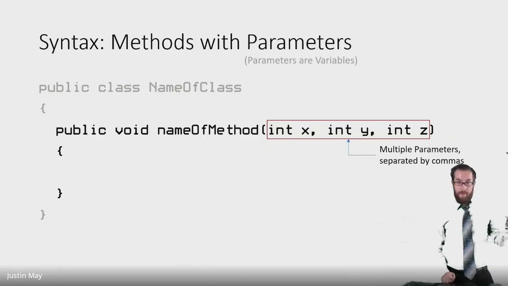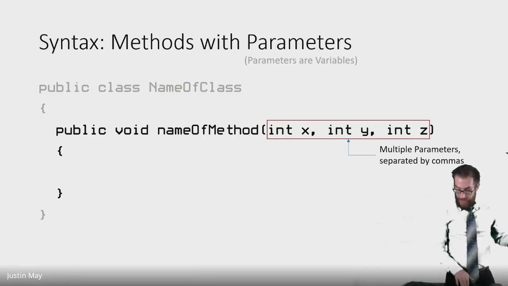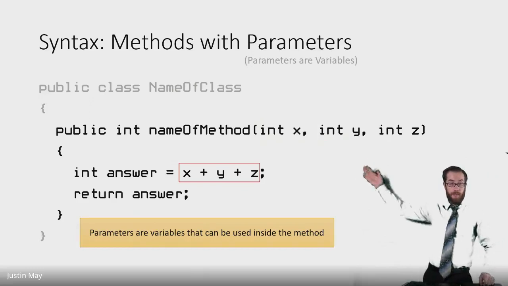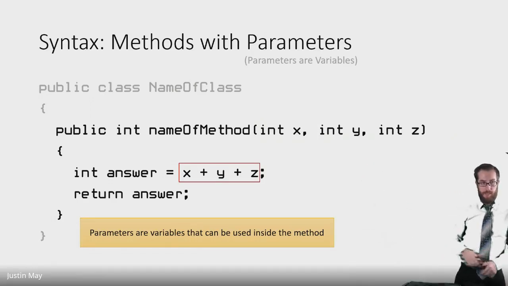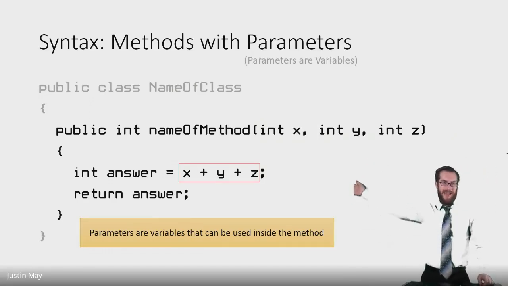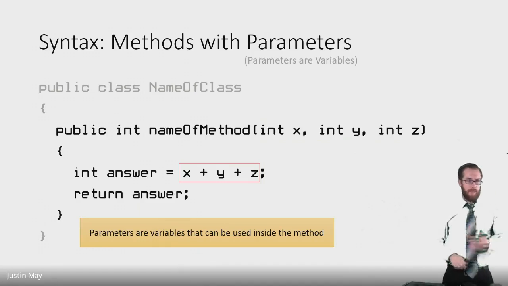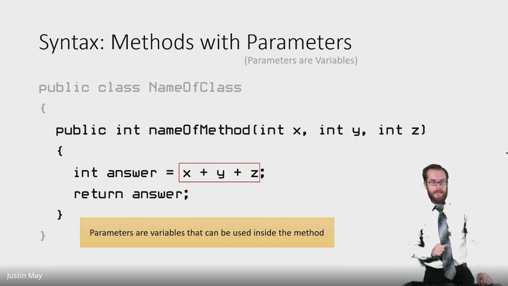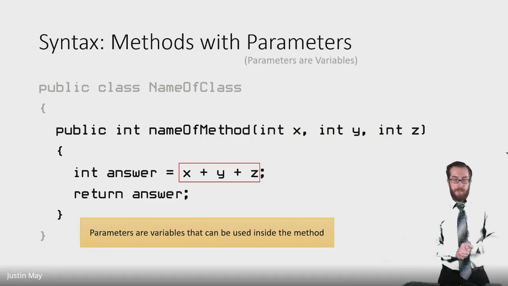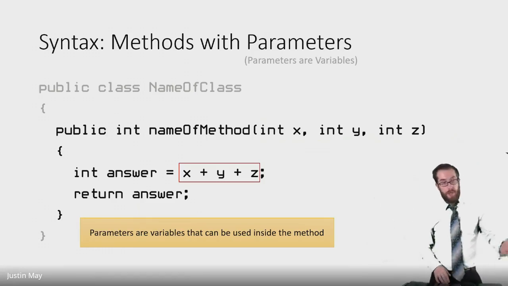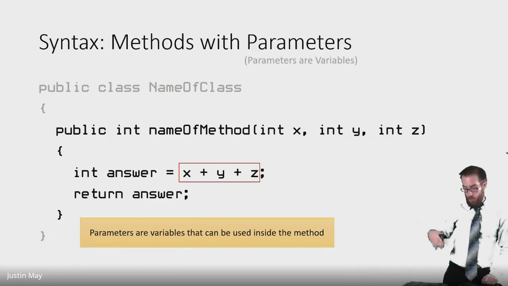They don't have to be. In this case, they are. And they have the names x, y, and z. And then in your code, you can use these parameters to do whatever it is this method's supposed to be doing. In this case, I'm adding their values together, x plus y plus z, storing it in an int variable called answer, and then returning the answer. So parameters are variables that you are allowed to and should use in the code of that method.